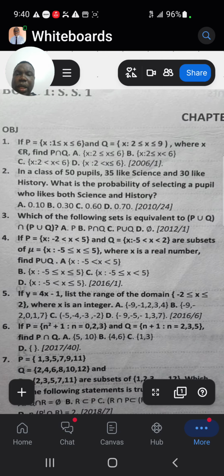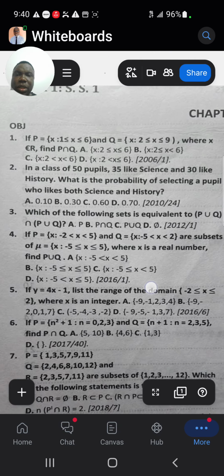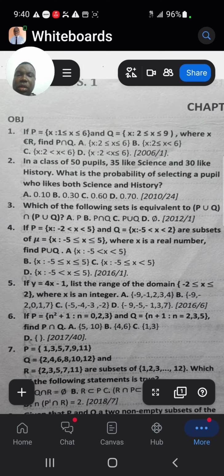Okay, hello. We are going to solve the questions on this page. The first question says if P equals open bracket X such that X is greater or equal to 1 and less or equal to 6.